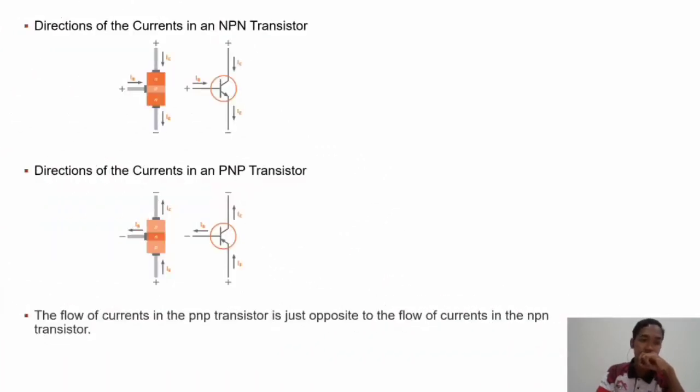Okay, this is the direction of current in an NPN transistor, as you can see in the diagram, and also in a PNP transistor. The flow of current in the PNP transistor is just opposite to the flow of current in the NPN transistor.